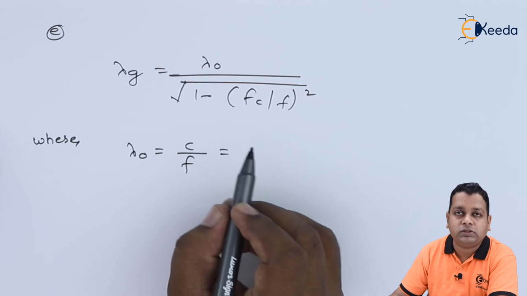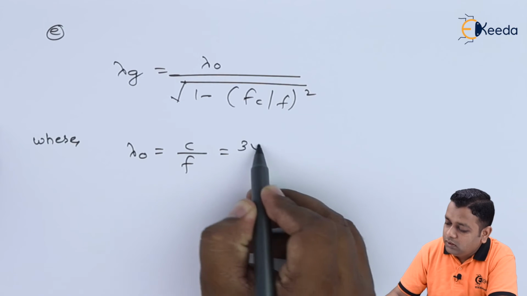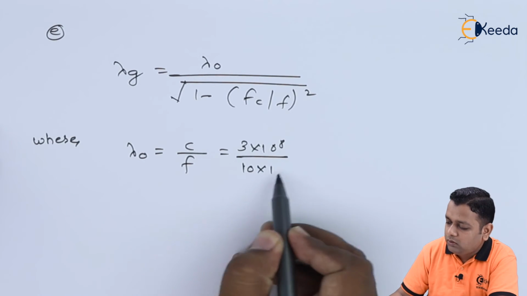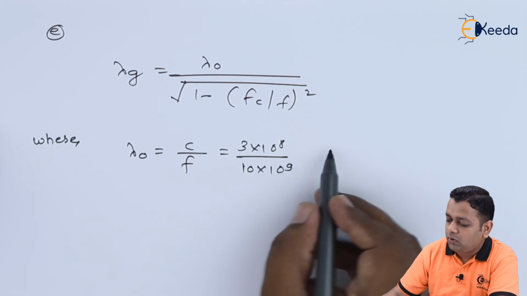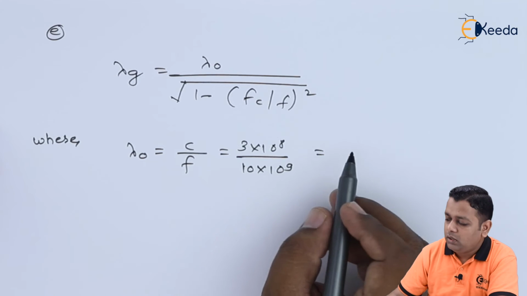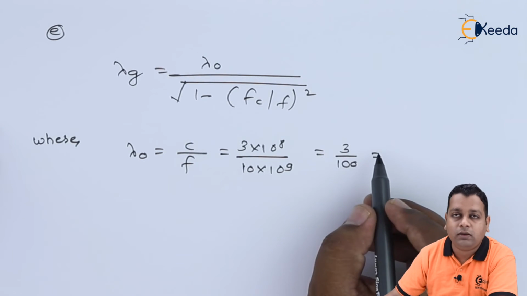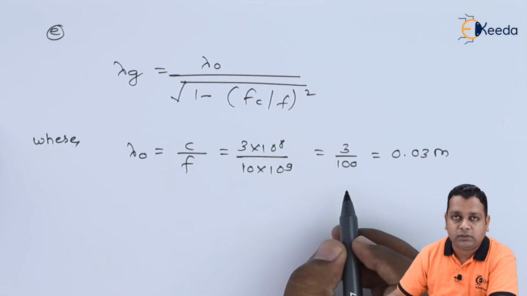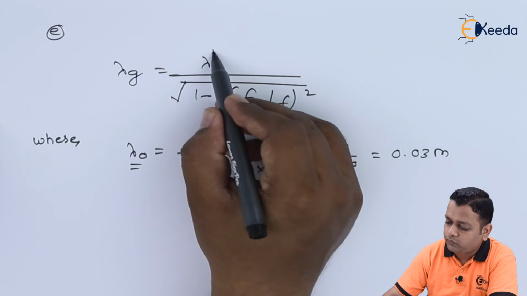So c is the constant velocity we know, f is given that it is 3 into 10 raised to power 8 divided by 10 into 10 raised to power 9. So if we cancel out 10 raised to power 8 from numerator and denominator, we are left with 3 divided by 100, and finally it will give us 0.03 meters.